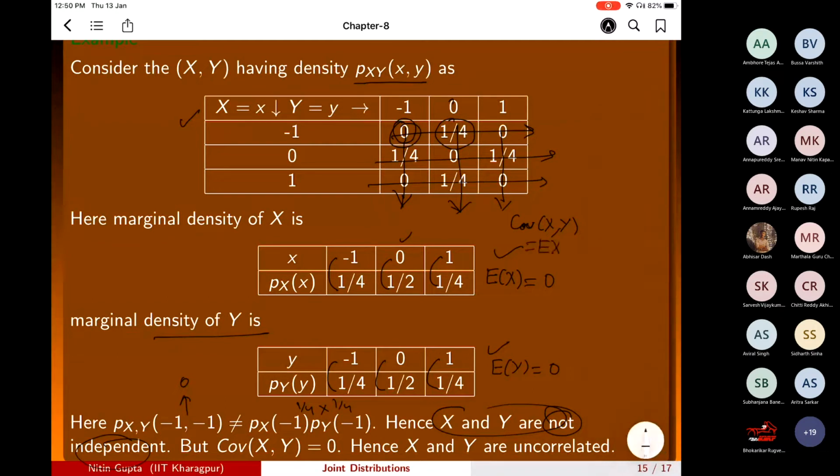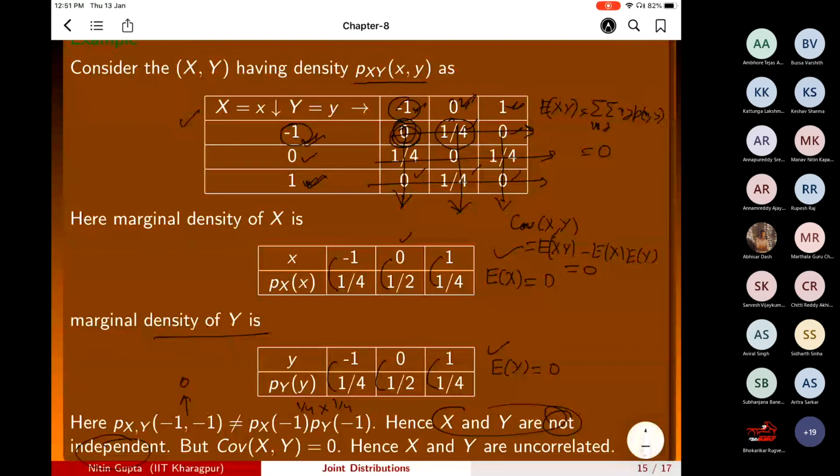This is expected value of xy minus expected value of x, expected value of y. So expected value of xy is the double summation of xy pxy. So minus 1 into minus 1 into 0, plus minus 1 into 0 into 1 by 4, plus minus 1 into 1 into 1 by 4, plus 0 into minus 1 into 1 by 4. That will be 0 all. 1 into minus 1 into 0, 1 into 0 into 1 by 4, 1 into 1 into 0. So that is also coming out to be 0. So therefore this value is 0. So covariance xy is 0.